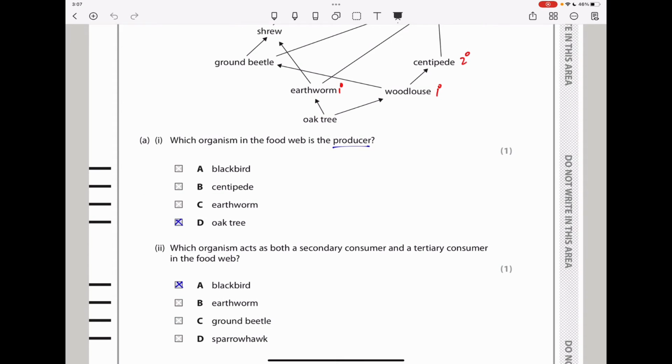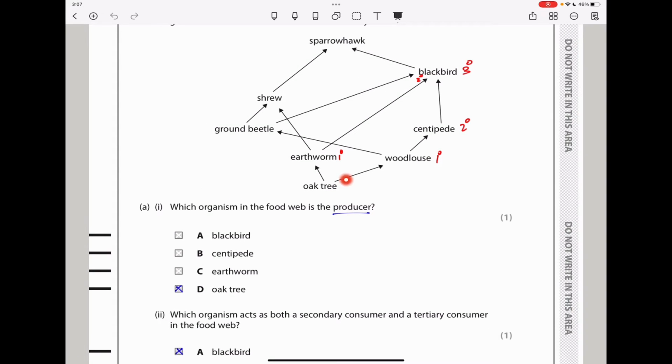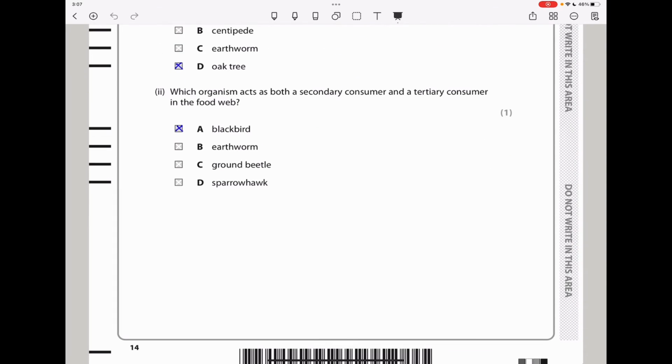So they continue to ask, which organism acts as both a secondary consumer and a tertiary consumer in the food web? So we have to look through the food chain. Let's see this one here. This is primary, secondary, tertiary. This is primary, secondary. Oh, you can see this is acting as a secondary as well as tertiary. So it's this one here, the blackbird, that is acting as both secondary and tertiary. So let's continue to the next page.